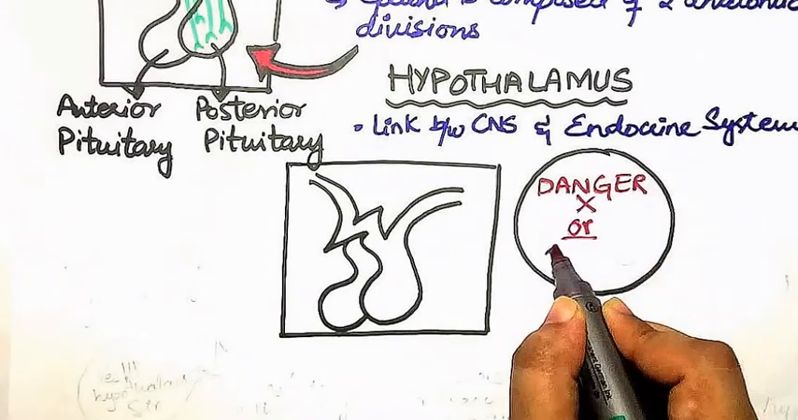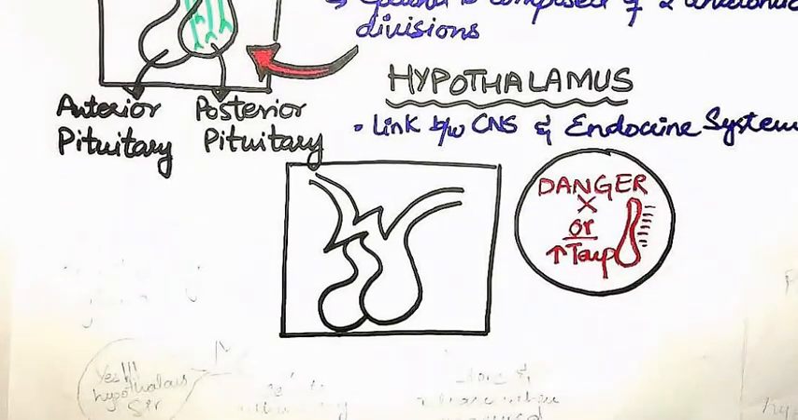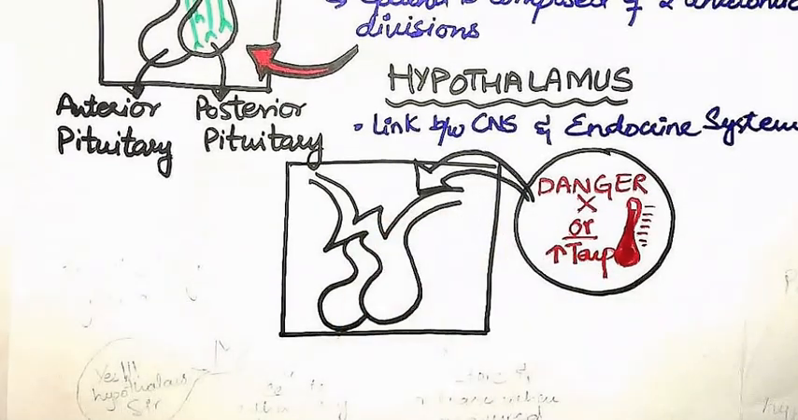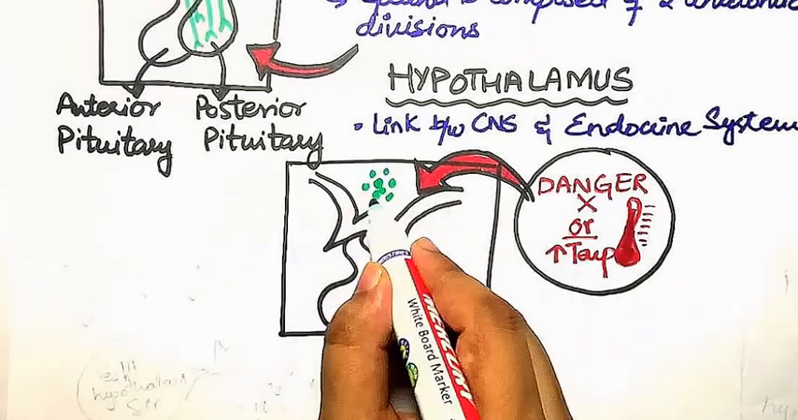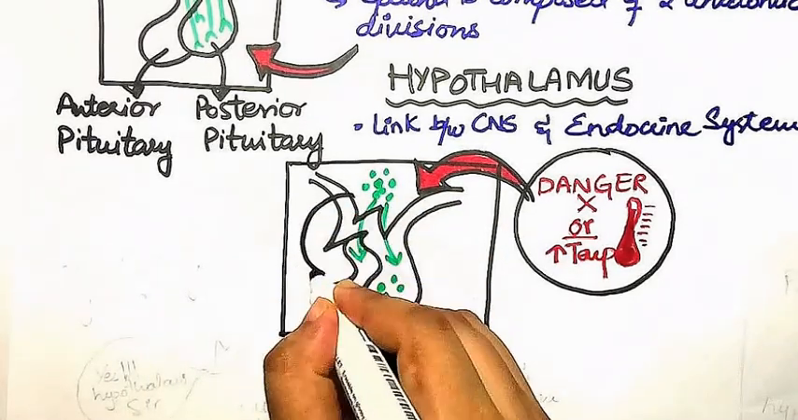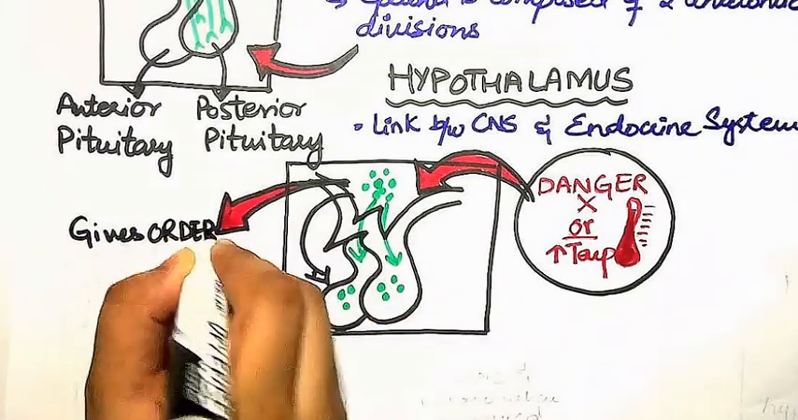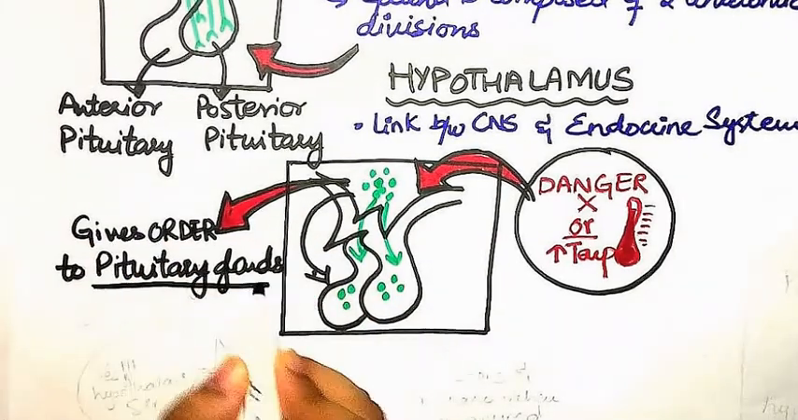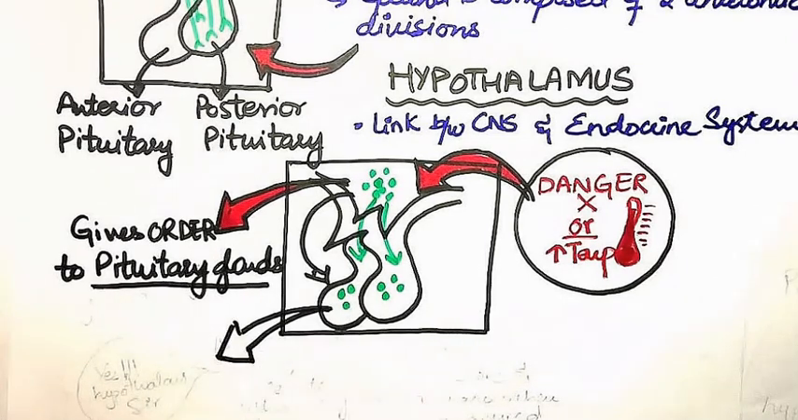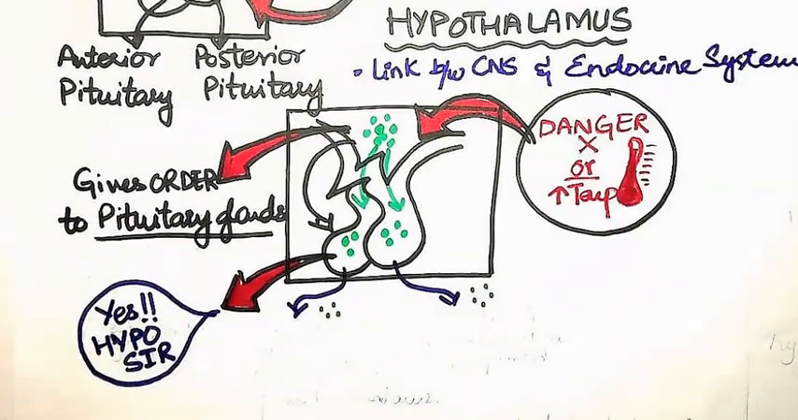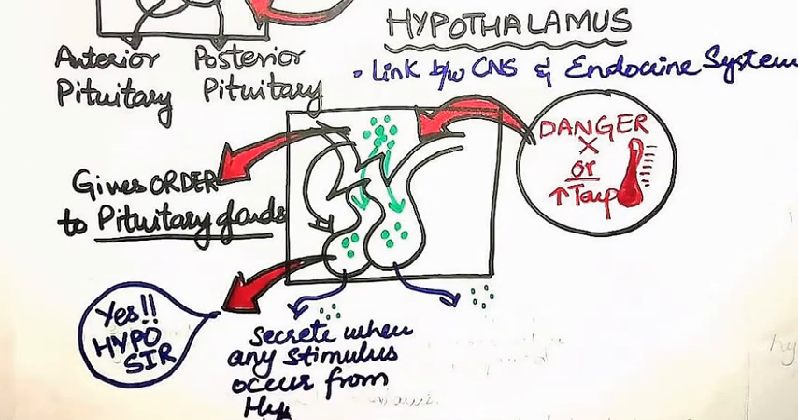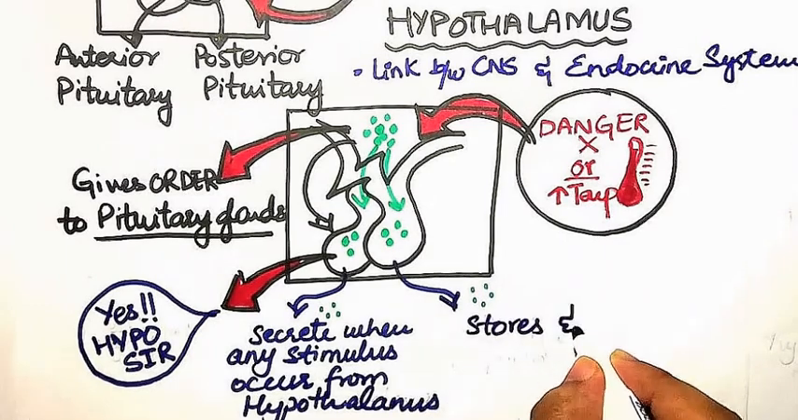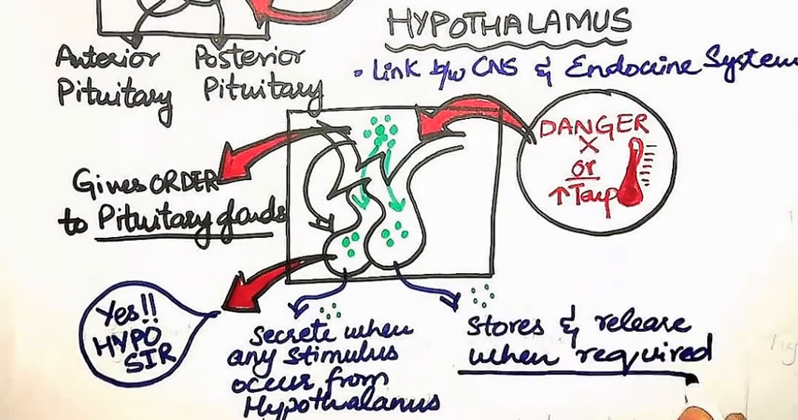When a danger like a rise in temperature or any other stimulus in our body is sensed by our brain, it sends signals to the hypothalamus, which further gives orders to the pituitary gland by releasing hormones. When the hypothalamus gives an order, the pituitary gland will obey. It causes the anterior pituitary gland and the posterior pituitary gland to secrete when any stimulus occurs from the hypothalamus, and the posterior will store and release when required.